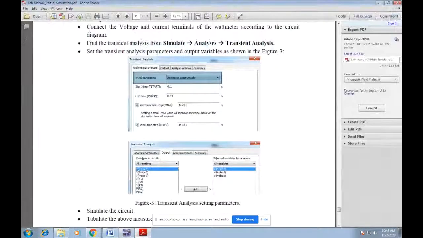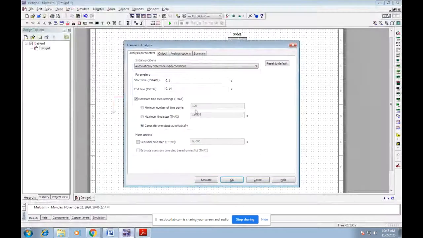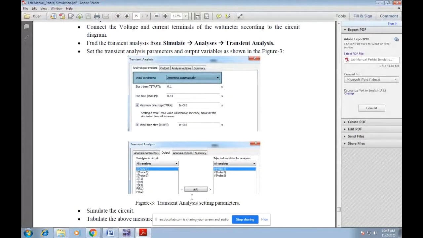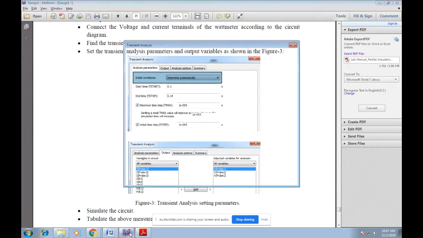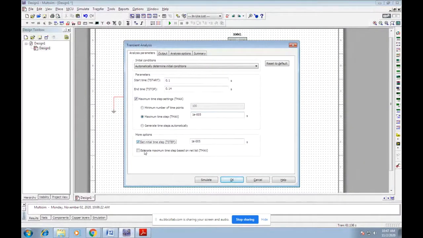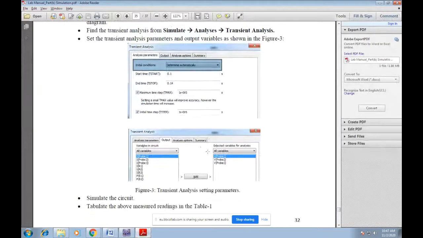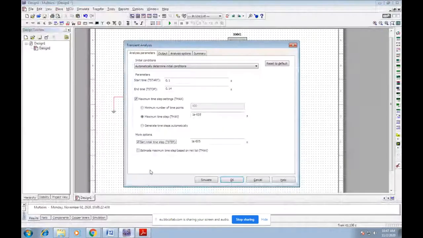Then the maximum time step is 1e-0.005. So initial time, step time, we will use 1e-0.005. Okay. Then we will use transient analysis. Go to the second option.